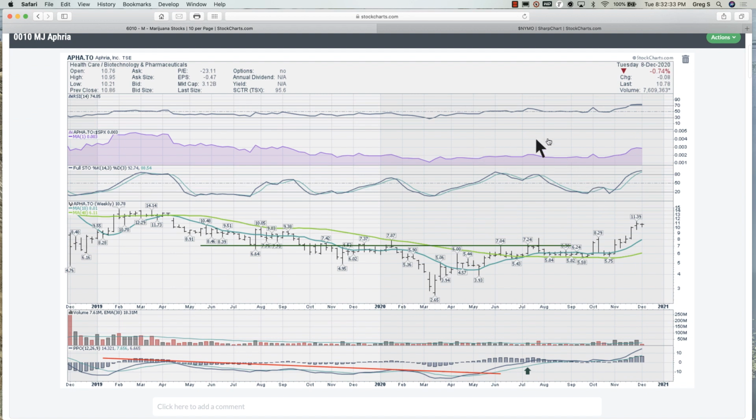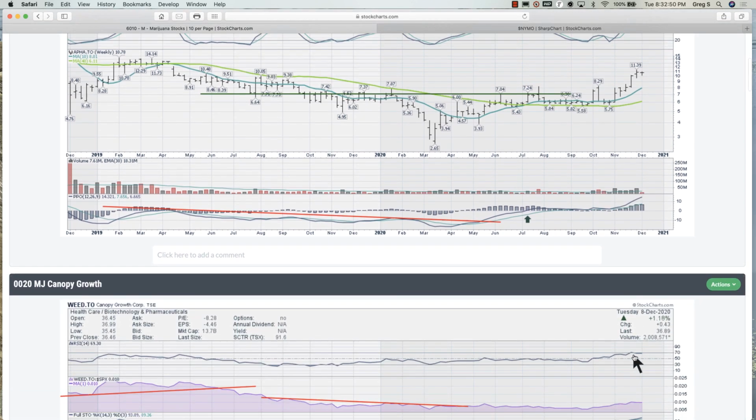So here is the RSI, and you can see on this particular stock, Afria, it's up around 70, very strong. It's had a nice move off the lows, and it's just kind of mellowed for the last three weeks here. No big deal. And then we see the PPO nice and high, so the stock looks pretty good.